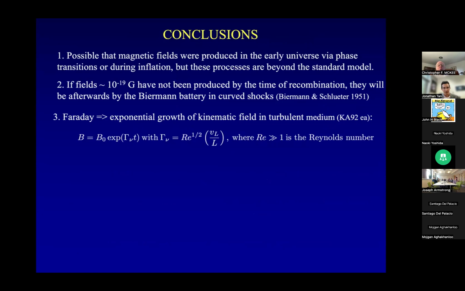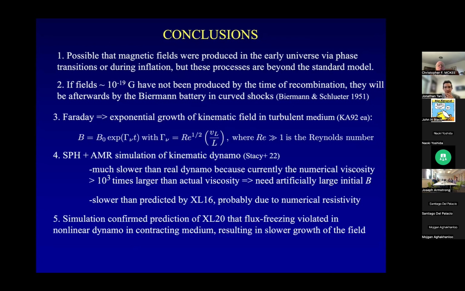And so that just gives you written down what the growth rate is, and it goes like the square root of the Reynolds number, where the Reynolds number is large compared to 1 in astrophysical plasmas. So in our SPH plus AMR simulation of a kinematic dynamo, we found that the growth rate, as predicted, was much slower than a real dynamo, because currently the numerical viscosity, which is determined by the resolution of the simulation, is more than 1,000 times larger than the actual viscosity.